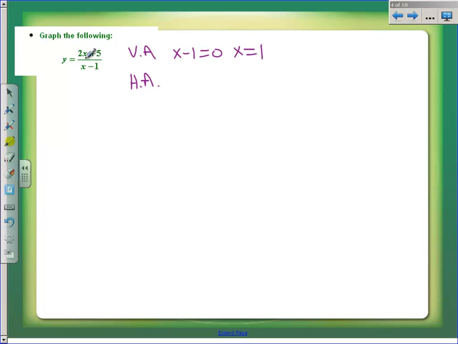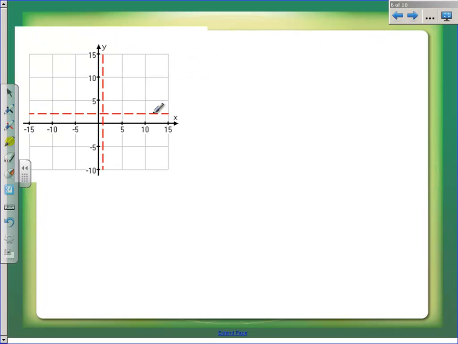Horizontal asymptote, we've got those 3 rules. Is it top heavy, bottom heavy, or even? This one is even because it's both x to the first, so we look at the ratio of the coefficients. And that horizontal asymptote is going to be at y equals 2, and that's typically the next thing that I graph. And you'll see here, I've got that graphed at y equals 2.